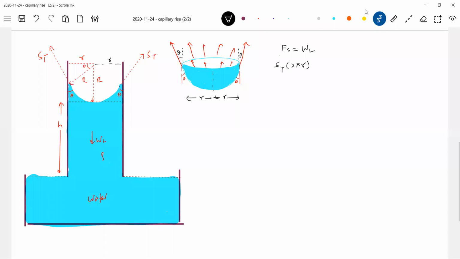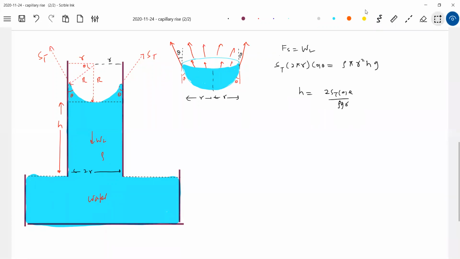So that force, and the vertical component of it, cos theta, should balance the weight of the liquid. What is the weight of the liquid? Rho pi r square h into g. Pi r square h will become the volume. So if I solve this, what is the equation I'm getting? 2 S T cos theta by rho g. I think the same equation which I brought earlier.